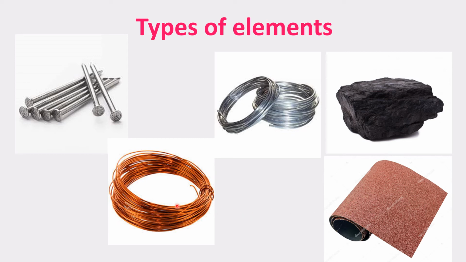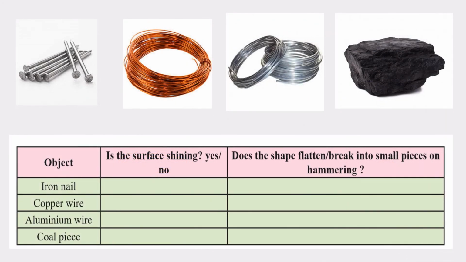See, all these substances, nail, copper wire, aluminium wire, coal, each substance we have to rub on the sandpaper, and we have to make observations and record them in the table. In the table, first of all, the iron nail. When we rub it with sandpaper, what will we observe? Is the surface shiny? Yes or no? Yes. And does the shape flatten by hammering? See, the iron nail gets flattened by hammering.